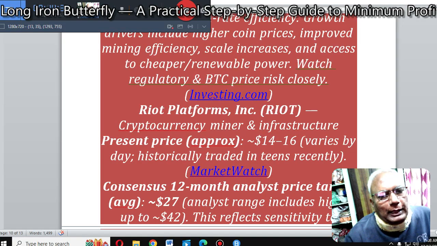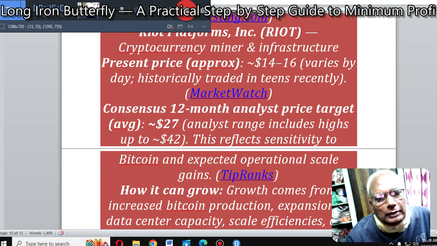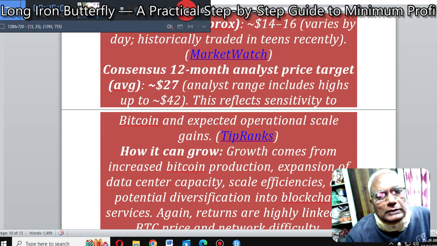Second company, Riot Platforms Inc. Cryptocurrency miner and infrastructure. Present price is $14 to $16, varies by day, and it has historically traded in the teens recently. Consensus 12-month analyst price target average is $27, with an analyst range including a high of up to $42. This reflects sensitivity to Bitcoin and expected operational scale gains.